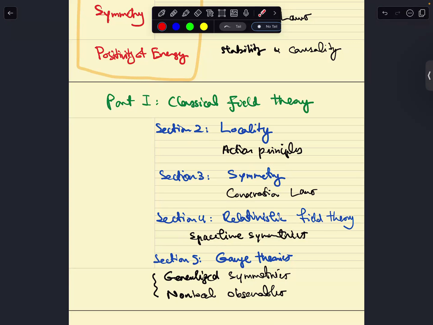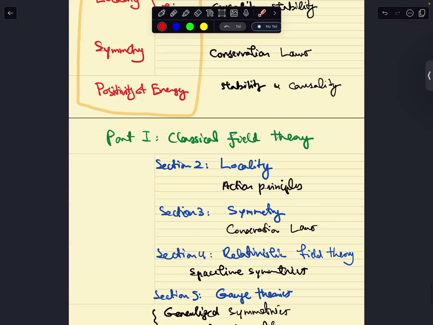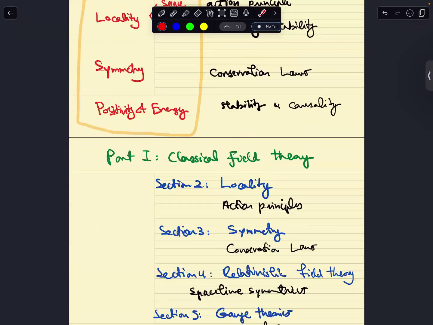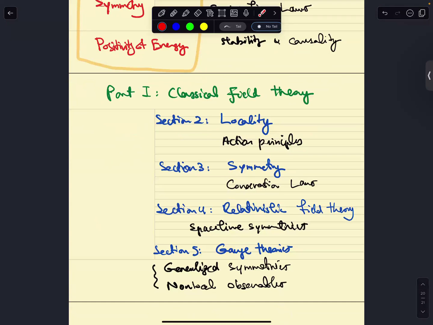And then in section 5, we're going to be talking about gauge theories. These are theories that have generalized symmetries. That's one perspective. The other perspective is that they have some non-local observables. So this is going to be the first part of the course, and we're going to go over these principles. Positivity of energy will sneak in here and there. I have not turned it into a full section.